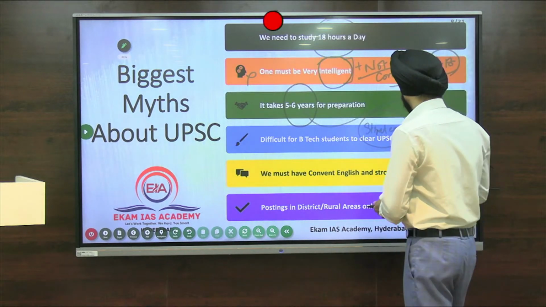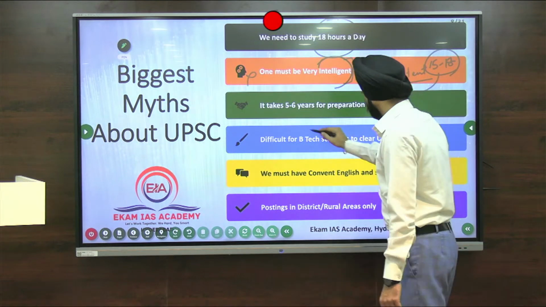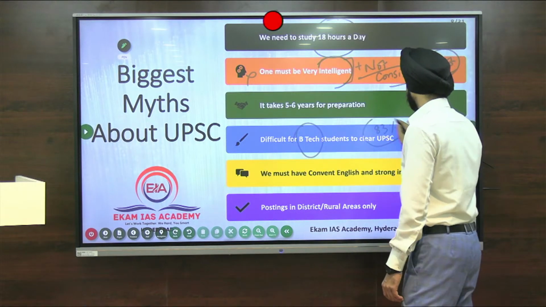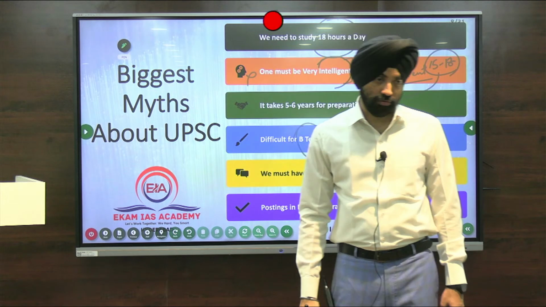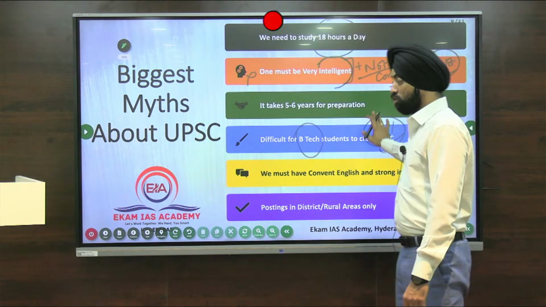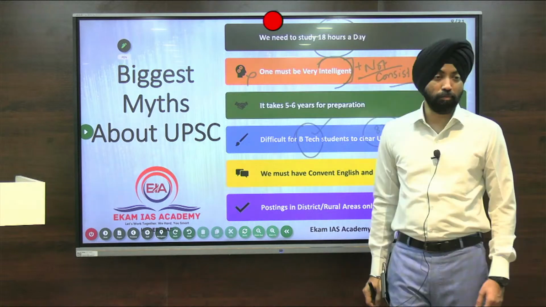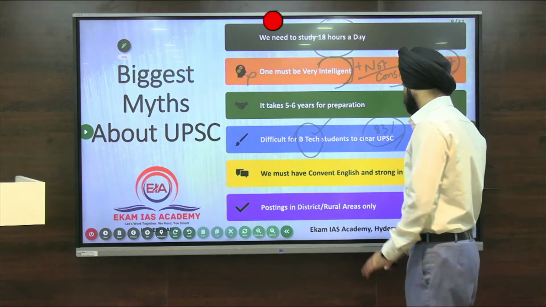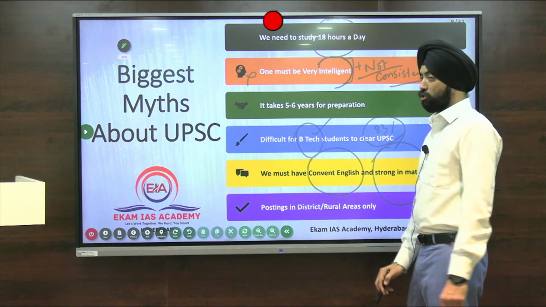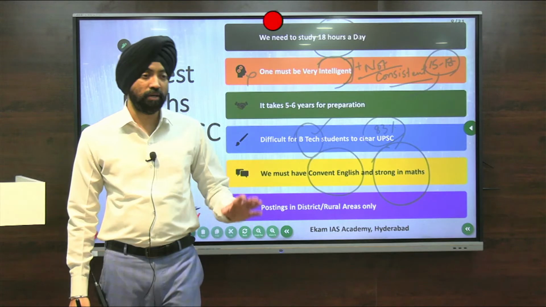And I have heard students saying, sir, I am from a BTech background, so probably it is very difficult for me. Believe you me, 83% of the success rate in UPSC is coming from BTech students. So if somebody says that as a BTech it is difficult for you to pass UPSC, you can show them these facts. It only means that it is easier for BTech students to pass UPSC because of certain dimensions in the examination. Yes, one more myth, that we should have convent English and be extremely strong in mathematics. This is also a very big myth in UPSC. It is not the case.